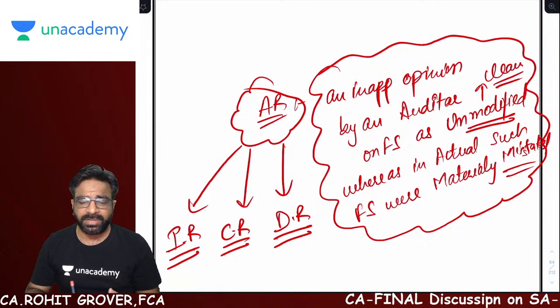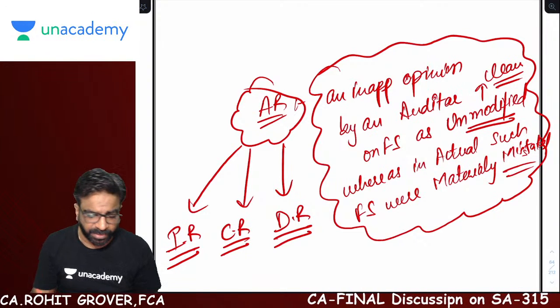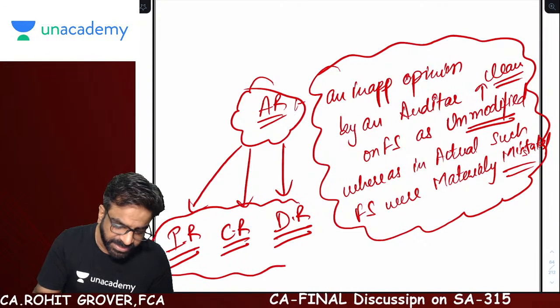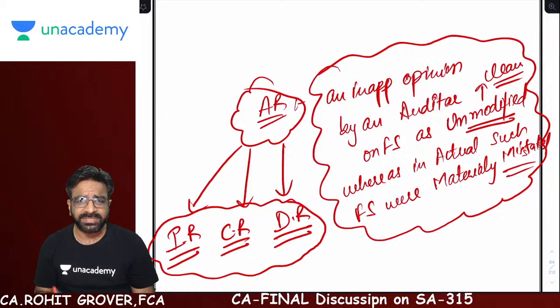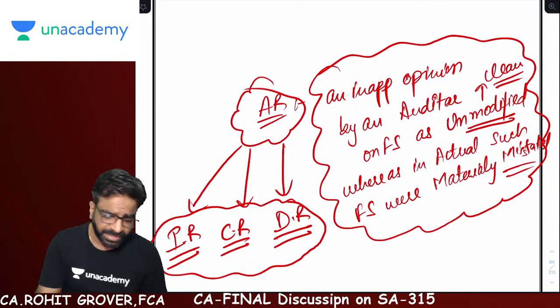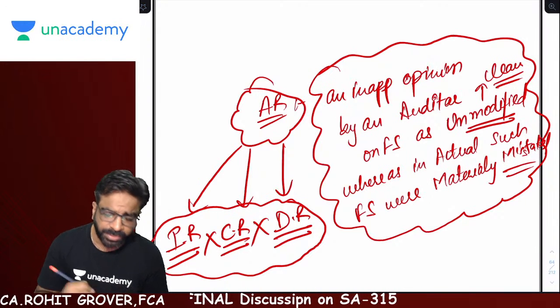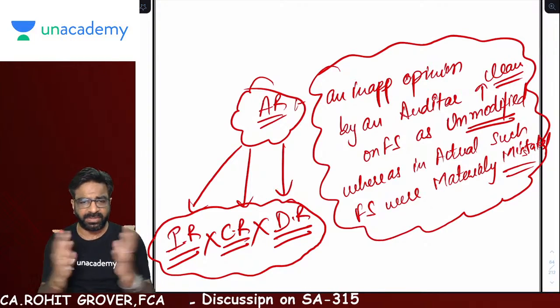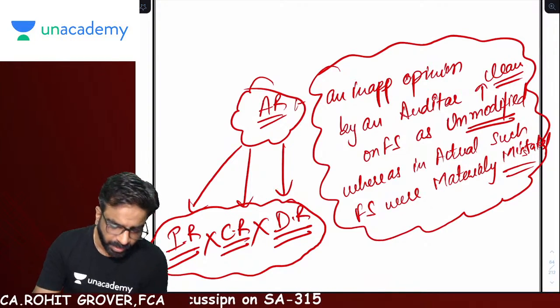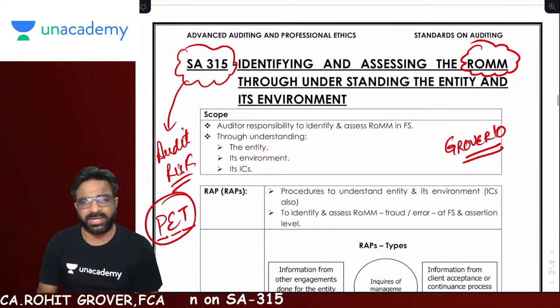So is the audit risk only related to the auditor's point of view? No. Audit risk is a mix of what? Audit risk is a mix of three risks: inherent risk, into control risk, into detection risk. These three risks make the one risk called what? Audit risk. So that is the name of the standard.